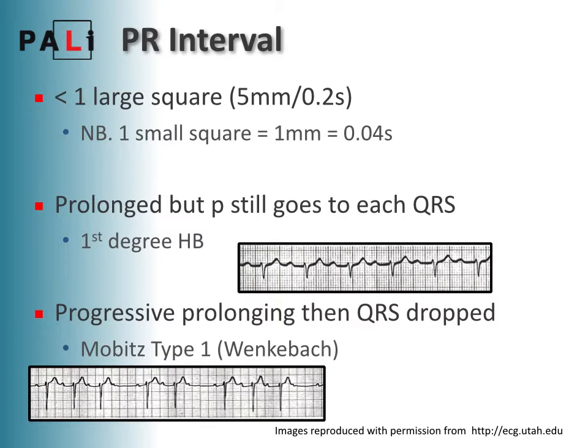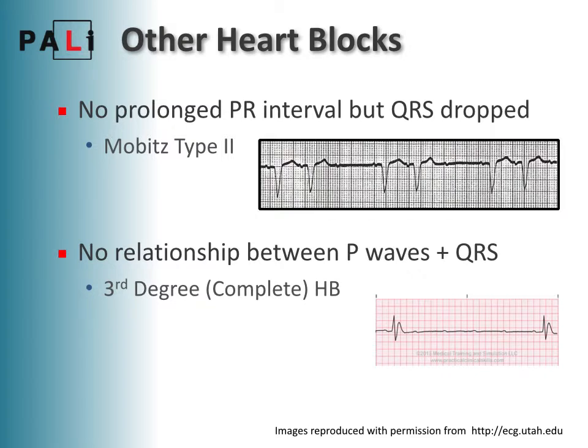If the PR interval is prolonged, but there is still a P wave before every QRS complex, this represents first degree heart block. If there is progressive prolonging of the PR interval and then a QRS is dropped, this is Mobitz type 1 or Wenckebach. If there is no prolonged PR interval, i.e. that PR interval is otherwise normal but a QRS is dropped anyway, then this is Mobitz type 2. And if there is no relationship at all between the P waves and the QRS complexes, this is third degree or complete heart block.